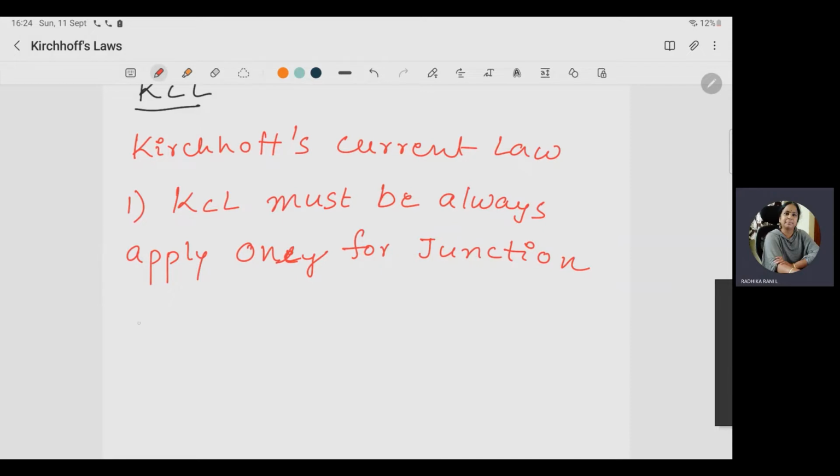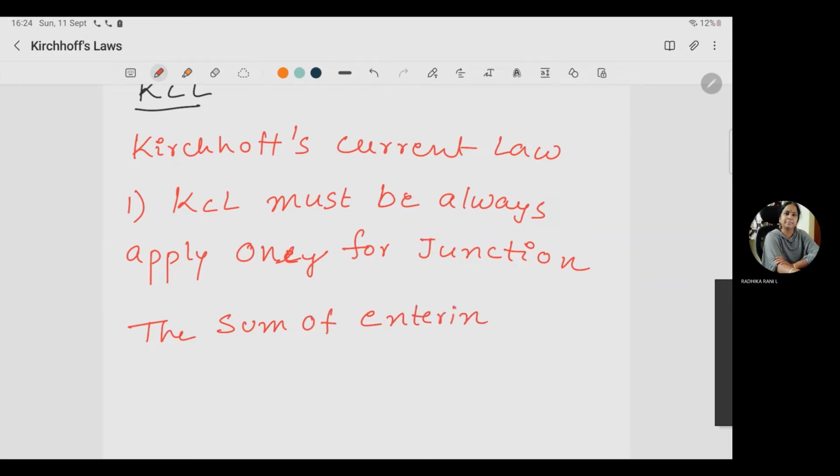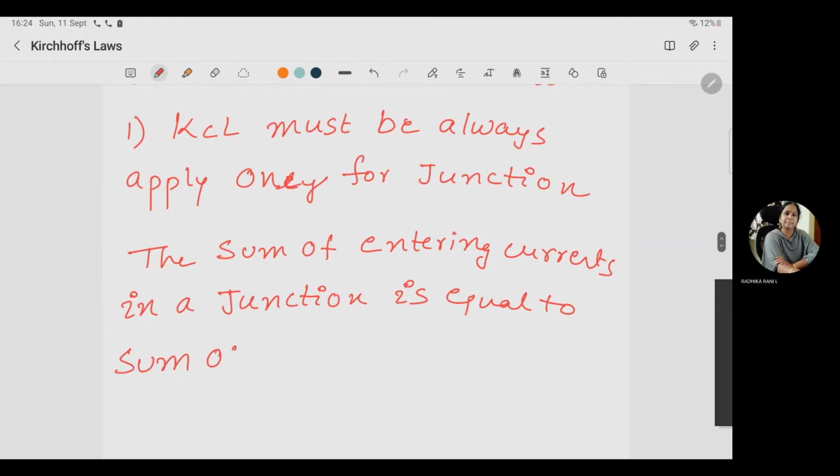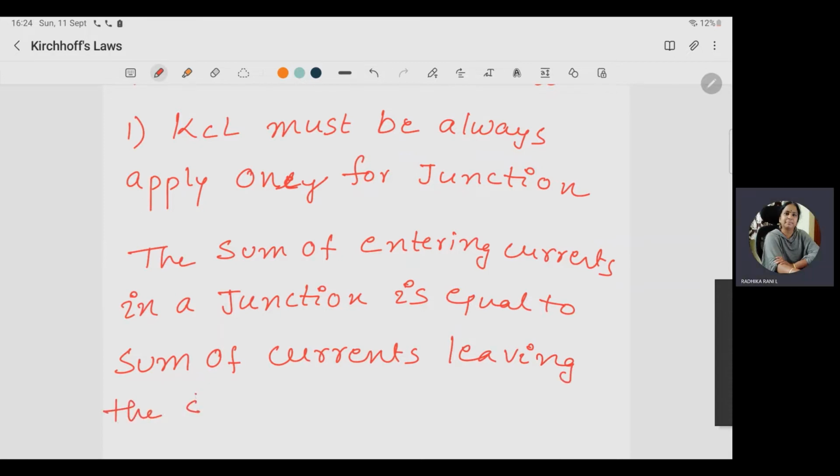What is the statement of KCL? The sum of entering currents in a junction is equal to the sum of currents leaving the junction. This is the statement of KCL.